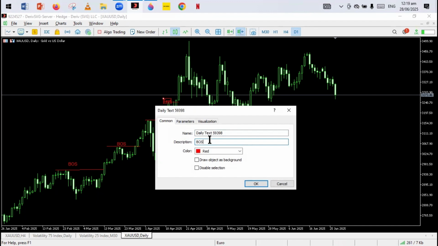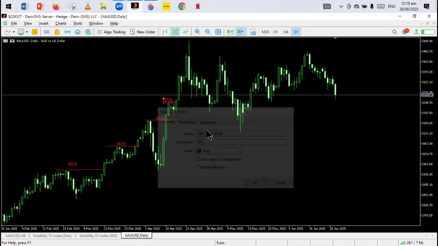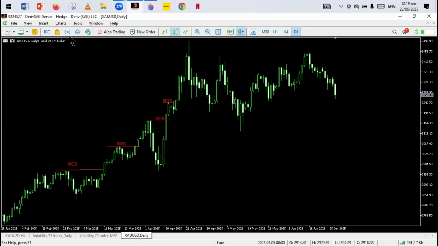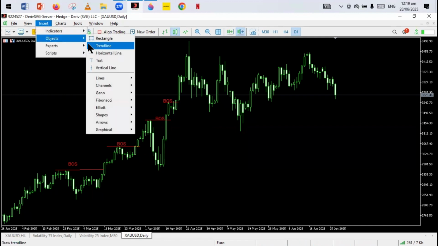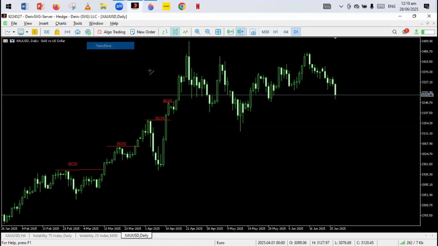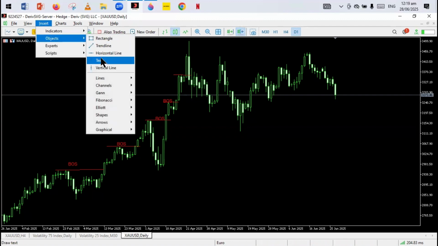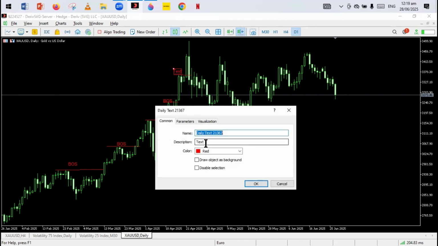Break of structure. We have another high that has been broken there, which was the last break of structure to the upside before price started moving downwards. That is the break of structure.